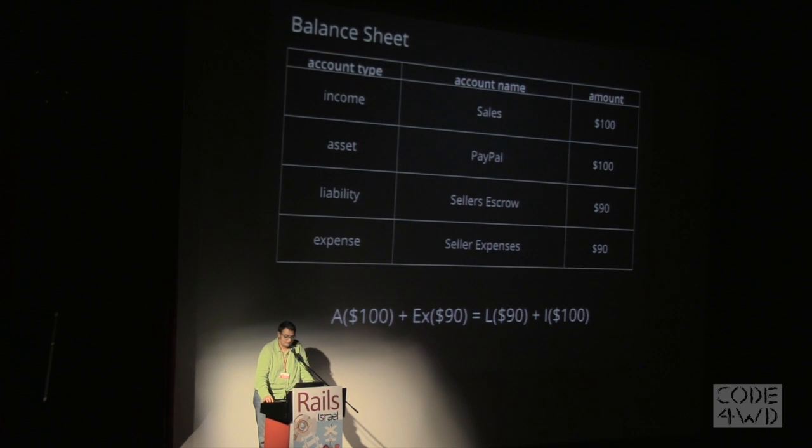This is the balance sheet after this transaction. We will have income of $100, assets that support this sale of $100, and we have $90 of liability and already recorded expenses.